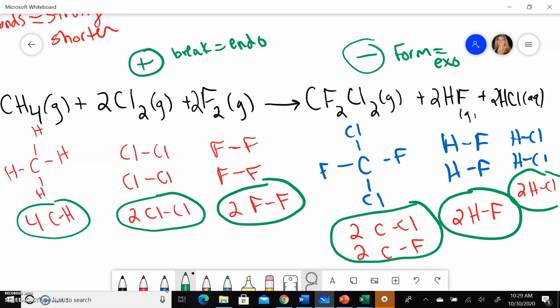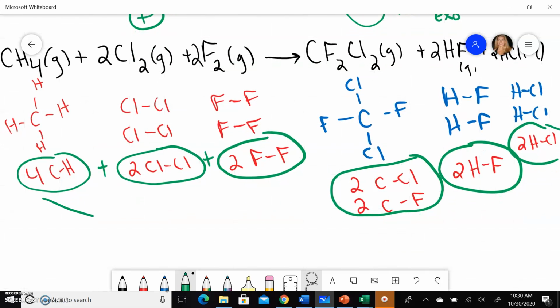All right, and so now what we would do is to go to the data table that has all the different bond energies, and we would add up all of these amounts. So for the carbon to hydrogen bond, that's going to be a certain bond energy. We're going to multiply that by 4. Then we're going to find the chlorine to chlorine bond, multiply that by 2. Then we're going to find the fluorine to fluorine bond, multiply that by 2. We're going to add all of those up, and we're going to get the total for the reactants. So we're going to see the total amount of energy that it takes to break all of those.